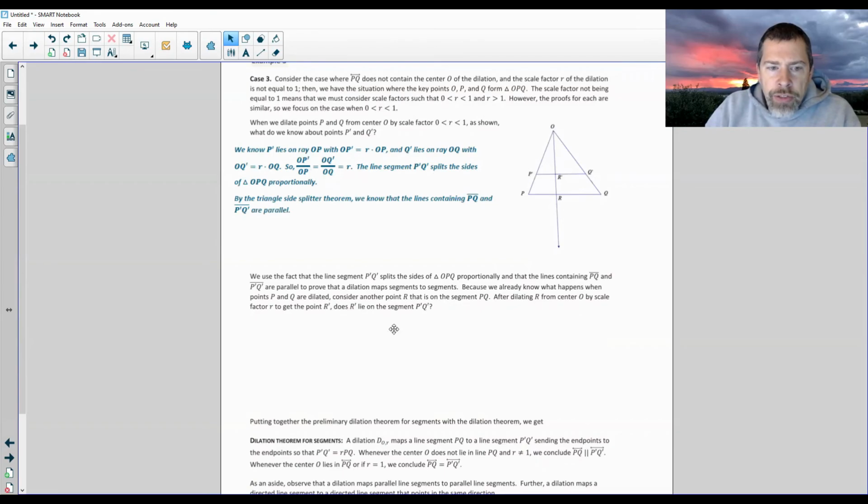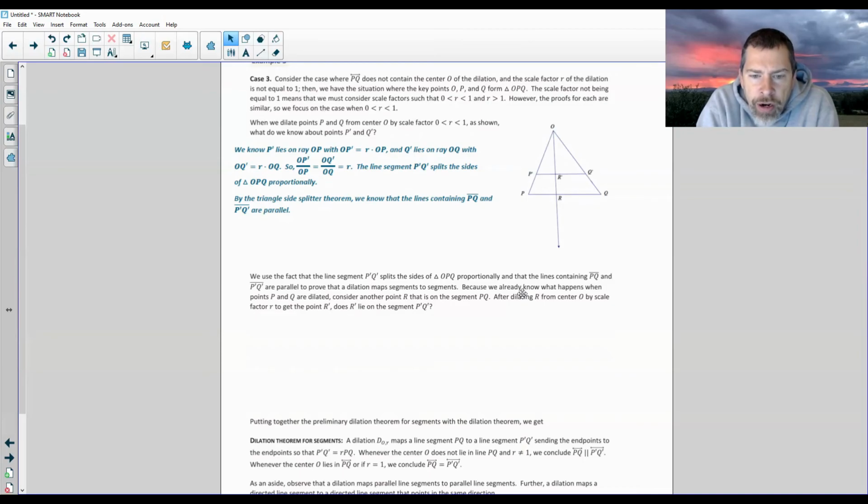Okay, by the triangle side splitter theorem, we know that the lines containing PQ and P prime Q prime are therefore parallel. So that side splitter theorem is pretty cool. Now we use the fact that the line segment P prime Q prime splits the sides of triangle OPQ proportionally, and that the lines containing PQ and P prime Q prime are parallel, to prove that a dilation maps segments to segments, because we already know what happens when points P and Q are dilated.